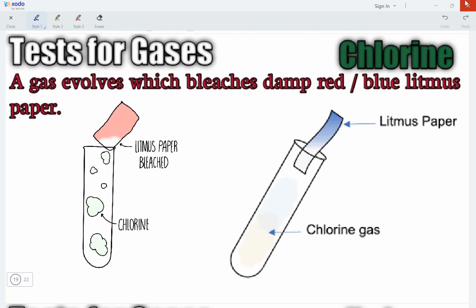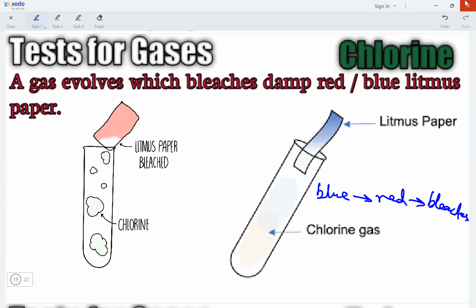But what is not shown here in the diagram is that when chlorine evolves, it turns blue litmus red and then it bleaches it. This shows that when it dissolves in the water present on the litmus paper, it forms HCl, and HCl being acidic turns blue litmus red, and chlorine is a bleaching agent as well, so it will bleach the red litmus paper and turn it colorless.